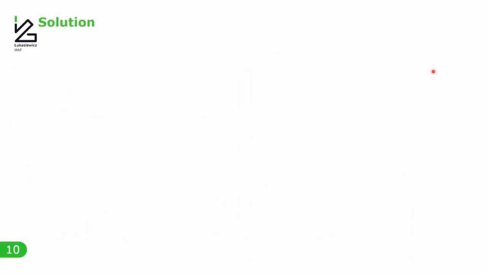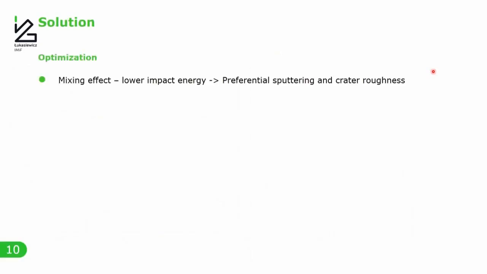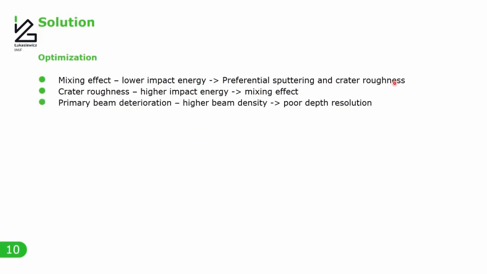And here it's getting quite complicated, because once again, what can we do? For the mixing effect, if we lower the impact energy, then the preferential sputtering and crater roughness will increase. If we use higher impact energy, which typically reduces the problem of crater roughness, we will increase the mixing effect. With the primary beam deterioration, if we go faster, so we use a higher beam density, then this problem of deterioration will be reduced. But once again, we'll end up with poor depth resolution. How to even solve it? So the question was, once again, is it even possible to optimize this procedure?